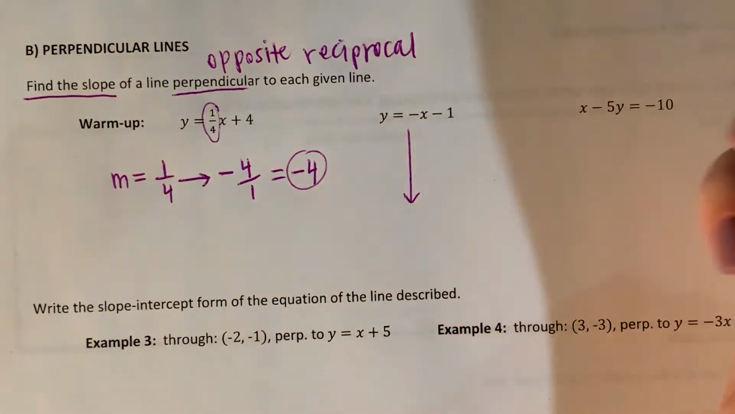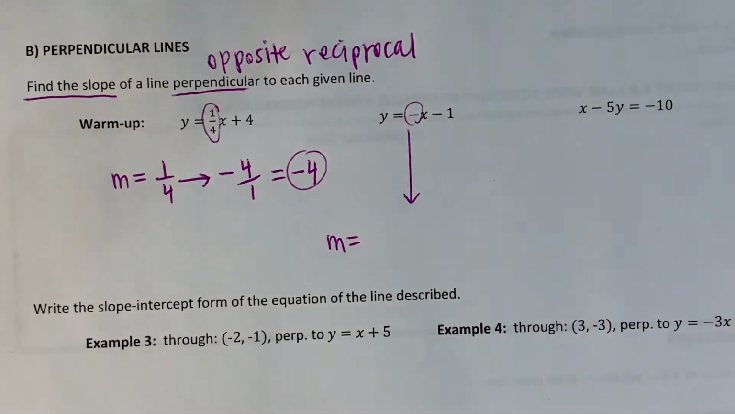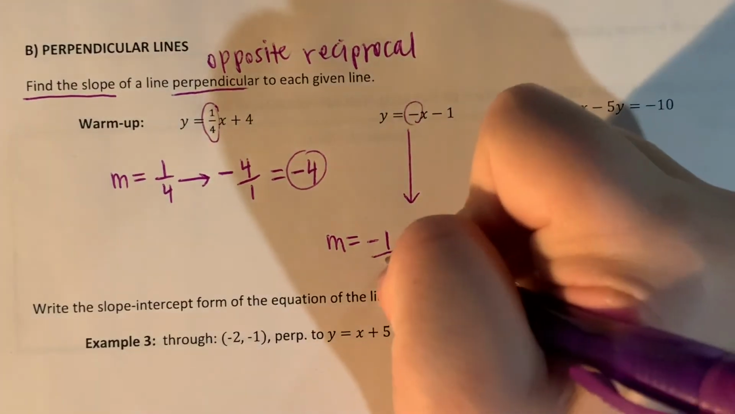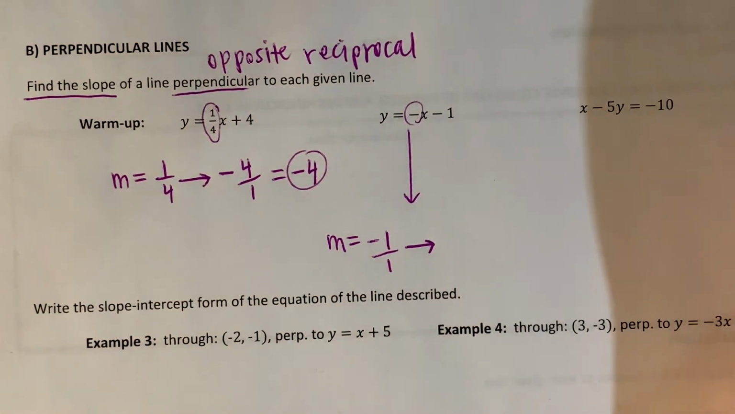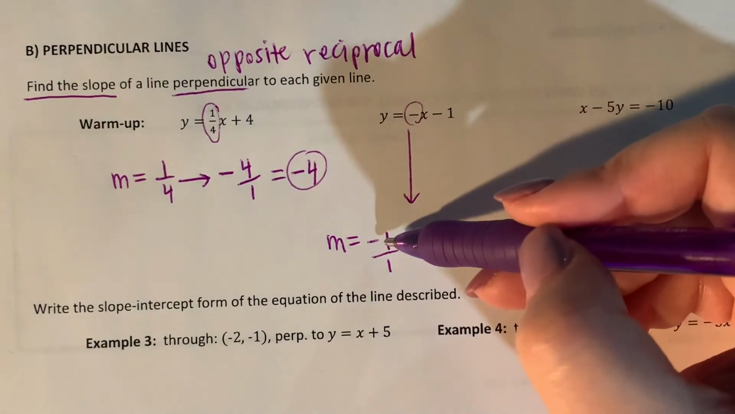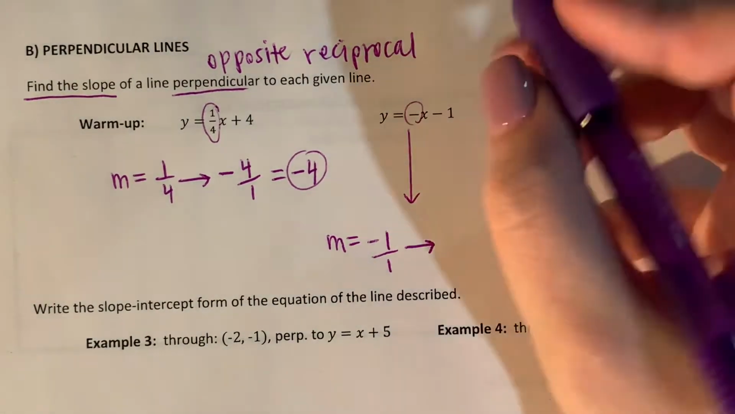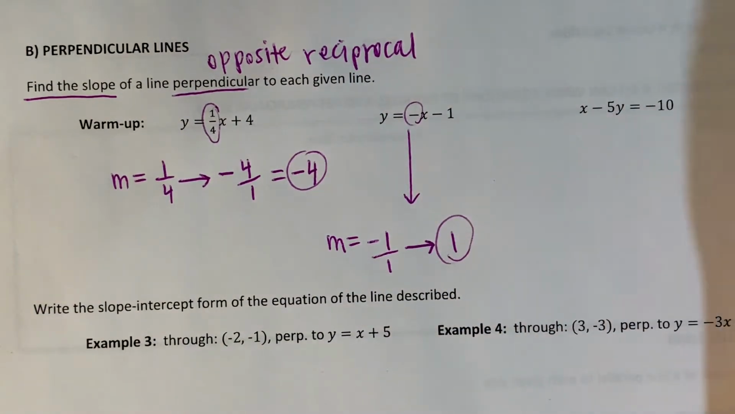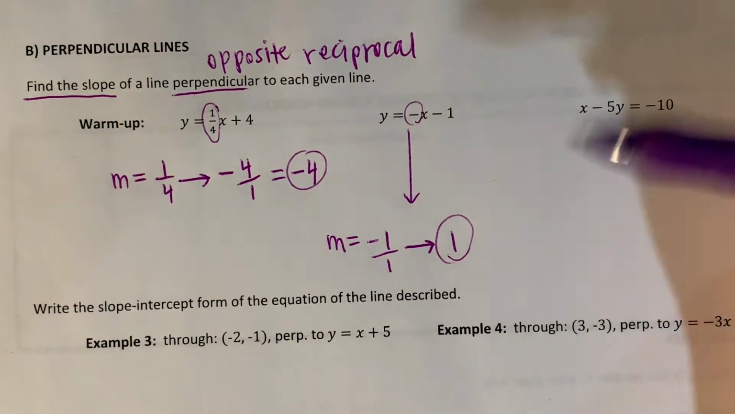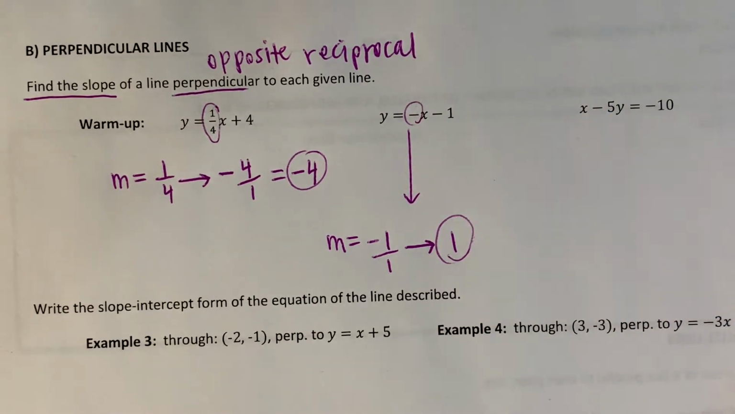If we look at the next warm-up, the slope given to us here is a negative 1. Or you can think of that as negative 1 over 1. We need to do the opposite reciprocal. So if it was negative, it's going to turn to positive. And 1 over 1, it's really just staying the same, right? 1 over 1. So the perpendicular slope or opposite reciprocal slope would be a positive 1.